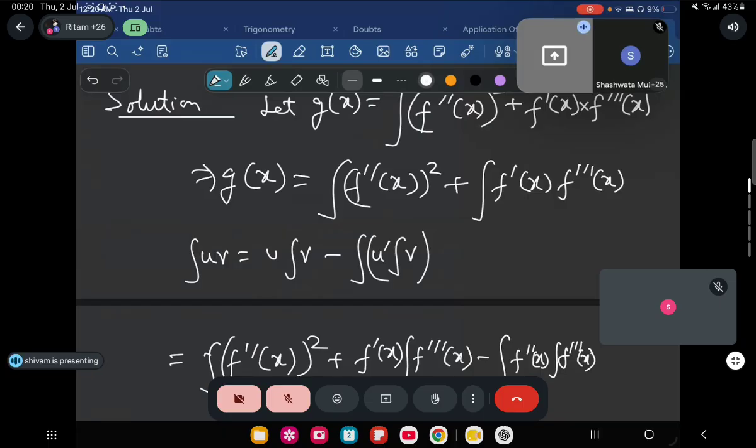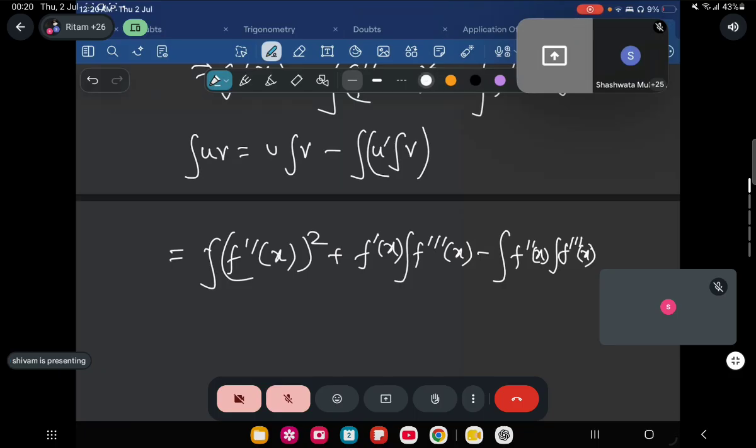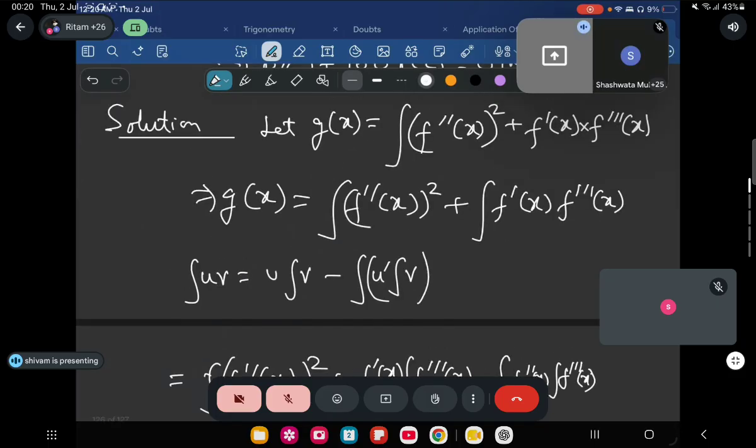Everyone knows? Okay. Shashwat, you know, right? I don't. No, sir. Anyway, so you can understand that this is the UV rule. I'm writing it properly. Okay.